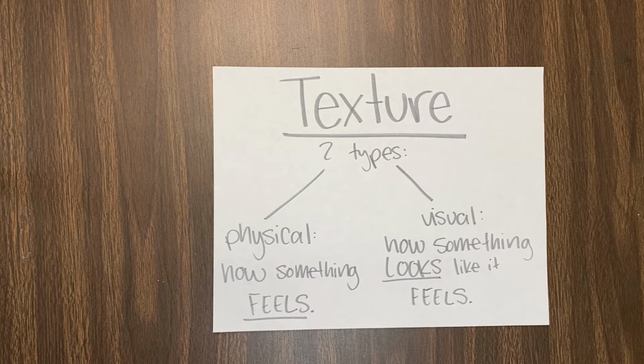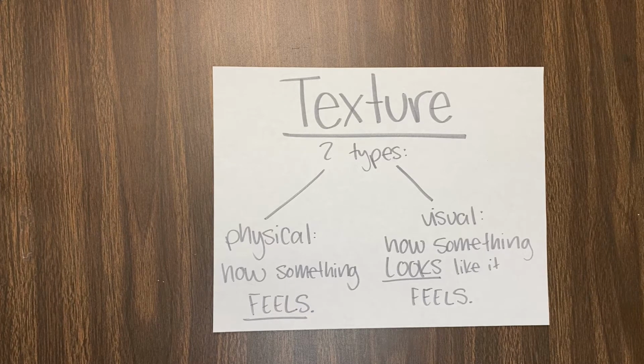Hey friends, today we're going to be talking about texture. Now there are two different types of texture. One is physical, that's how something feels. Those are things that we touch every day and we know exactly how that thing feels. But another type of texture is visual, and this is important in art because it's how we make something look like it feels a certain way.